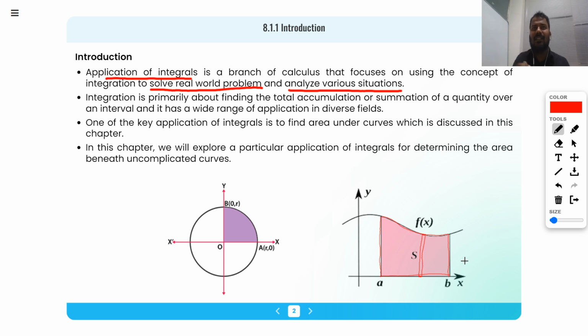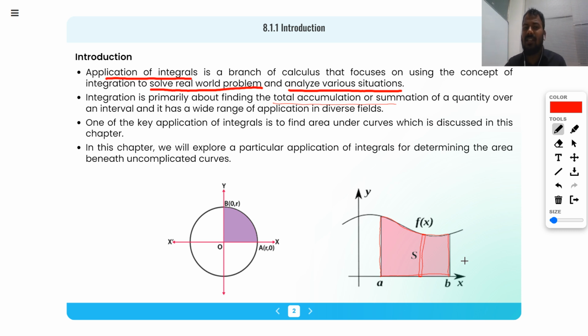Now, what is this integration? Integration is basically a combination of an infinite number of infinitesimally small values. So it's nothing but a combination of all those small rectangles so that we can take out the area in a single click. So now this is about finding out the total accumulation. Total accumulation is nothing but taking out the total area.